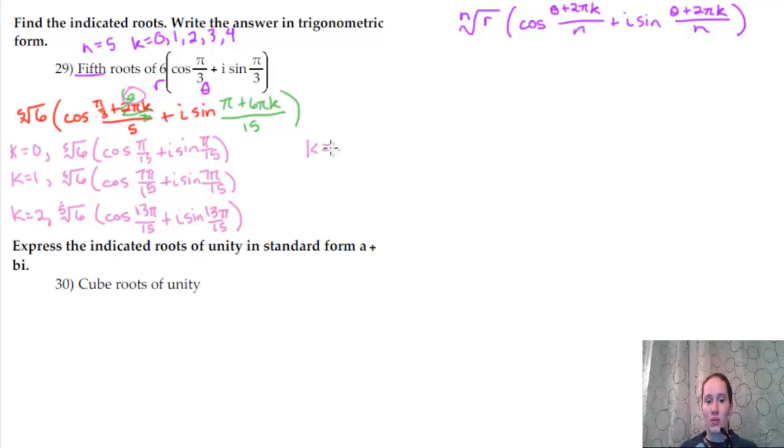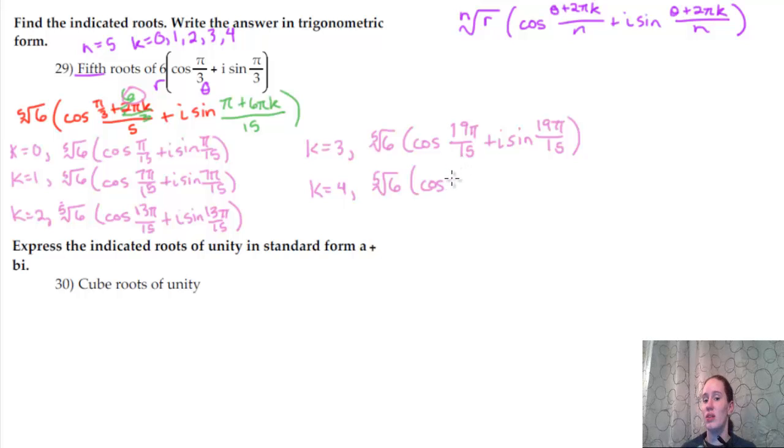And then k equals 3 gives us the fifth root of 6 cosine. If I add 6 to this, I get 19 pi over 15. And k equals 4. Fifth root of 6 cosine, add 6 more to this and get 25 pi over 15, which we can simplify to be 5 pi over 3.